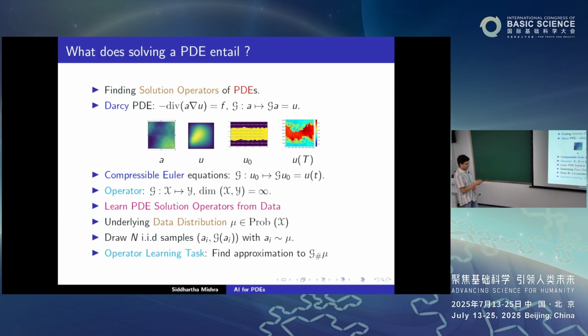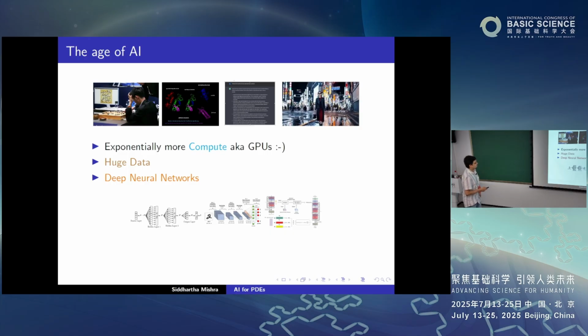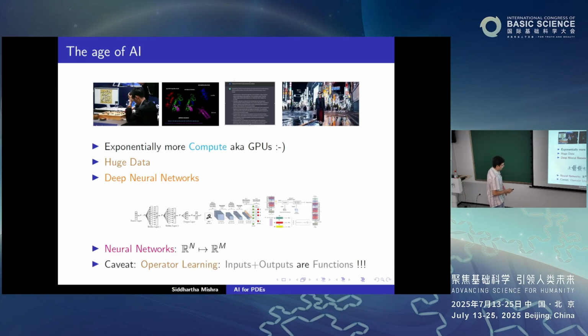But the point is that it's an intrinsically infinite dimensional task, because the solution operators themselves are operators. So everything happens in infinite dimensions. So how am I going to learn this? Now, we all know the answer to some extent. This is the age of AI. So I'm going to use deep neural networks. But the moment I have to use deep neural networks, there's a problem. And the problem is the following.